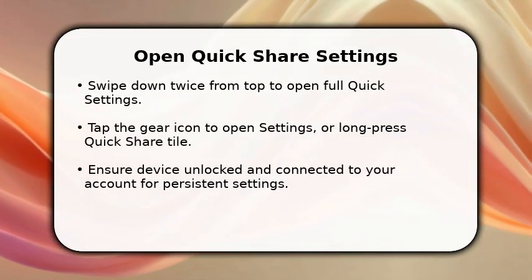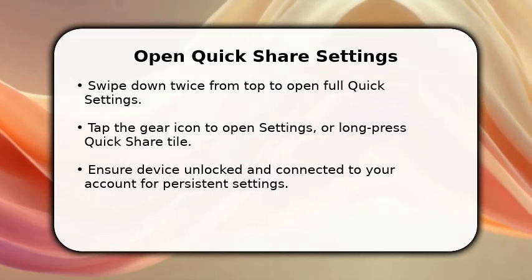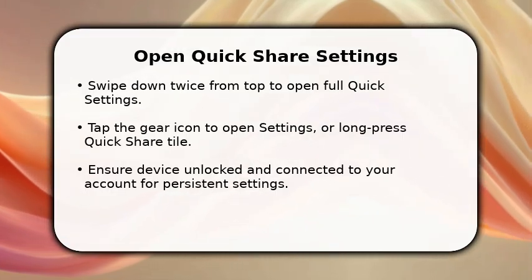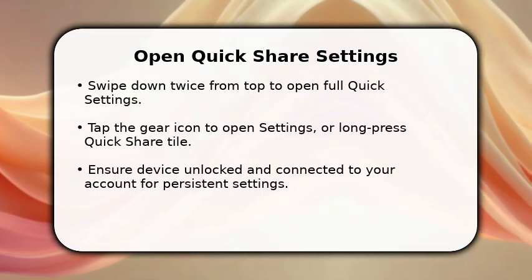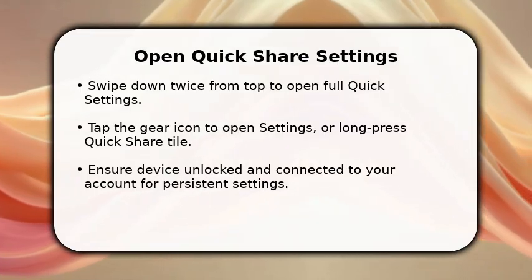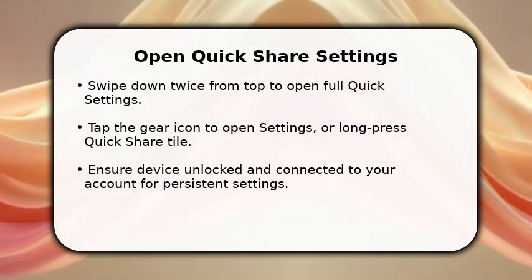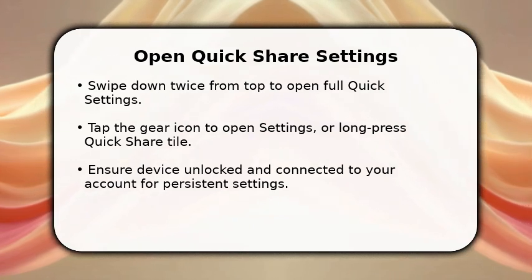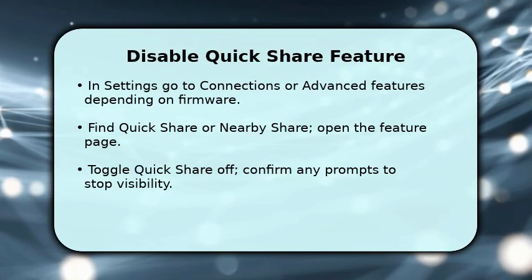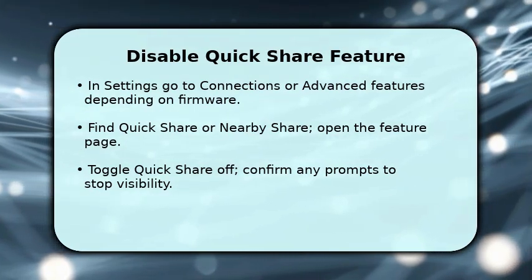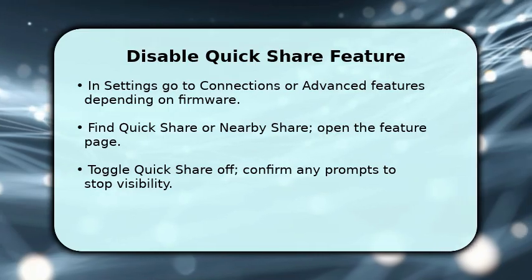You do this because the tile can be temporary. Using the Settings menu ensures the change sticks and avoids accidental re-enabling later. Now you disable Quick Share itself inside Settings so the system stops advertising your device. Once in Connections or Advanced Features, scroll to Quick Share or Nearby Share.